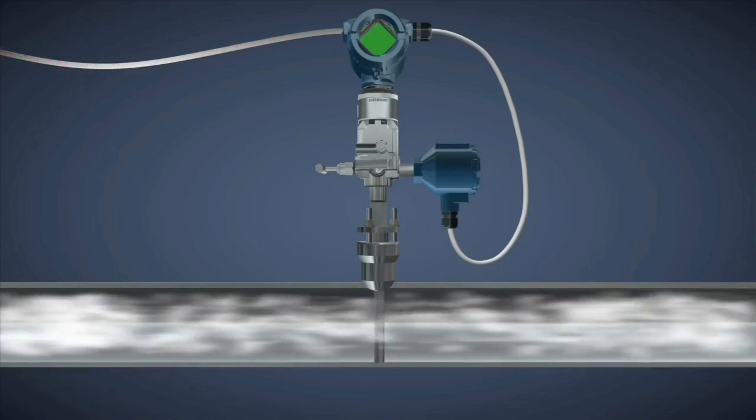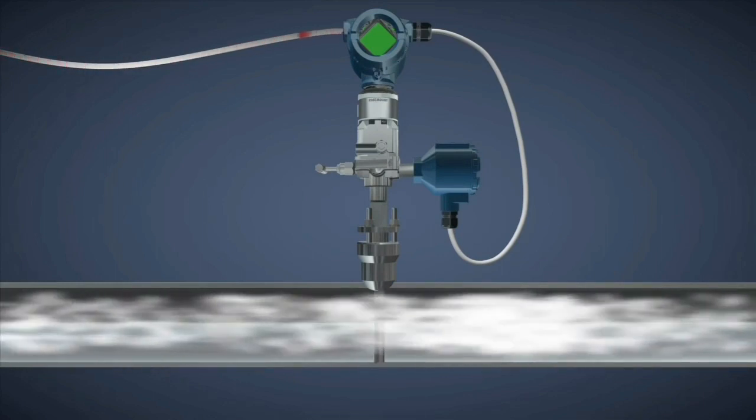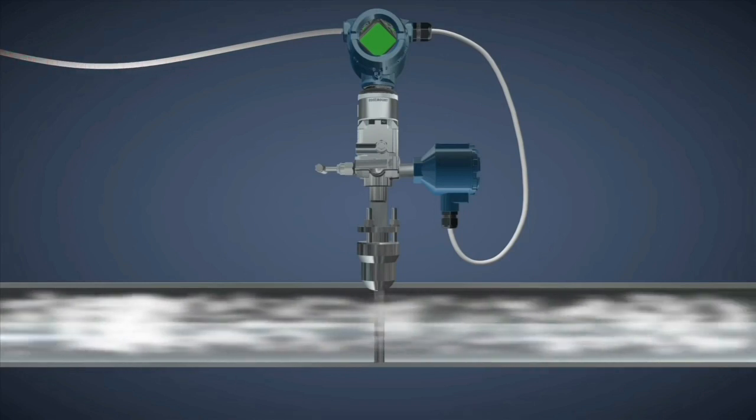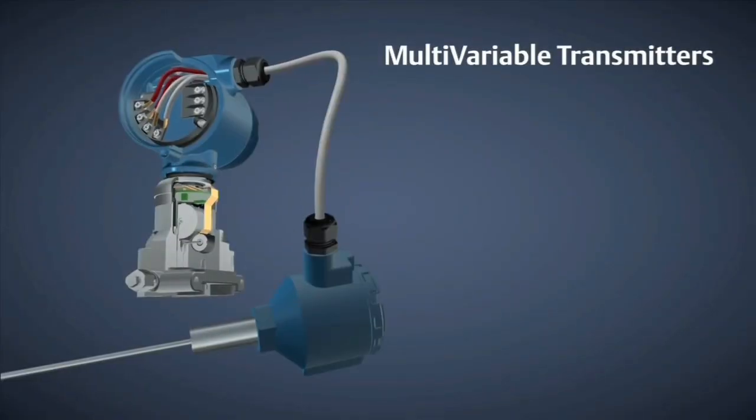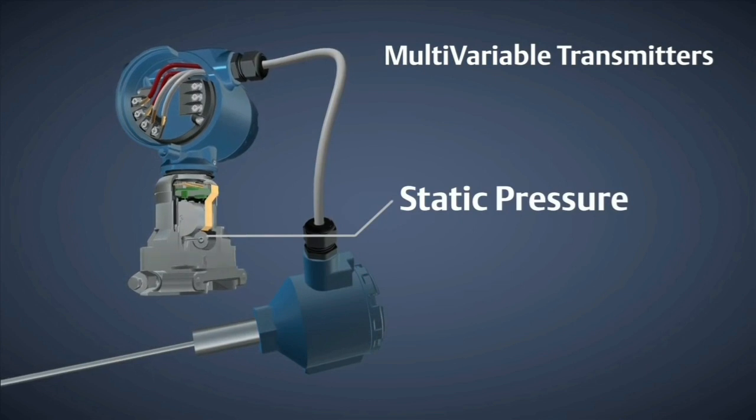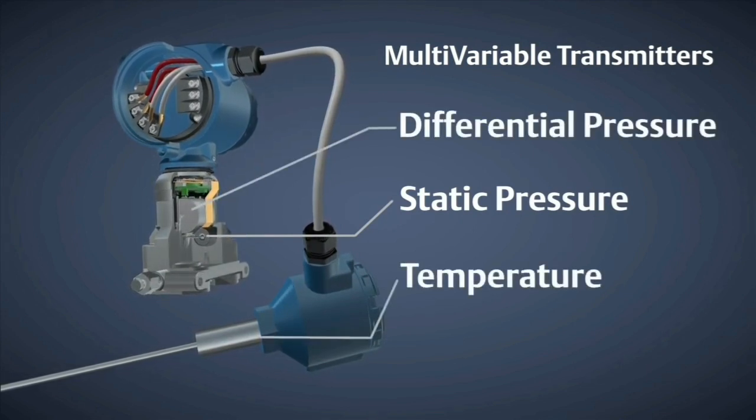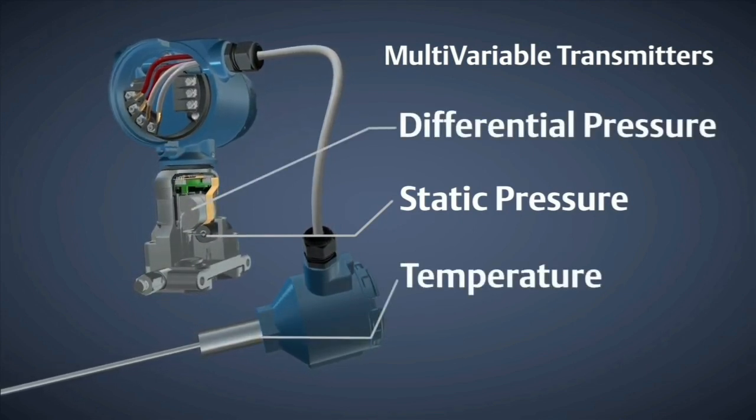Today's advanced multi-variable transmitters perform a compensated mass flow calculation in the transmitter of the integrated flow meter. The multi-variable transmitter measures static pressure, differential pressure, and process temperature in one device.